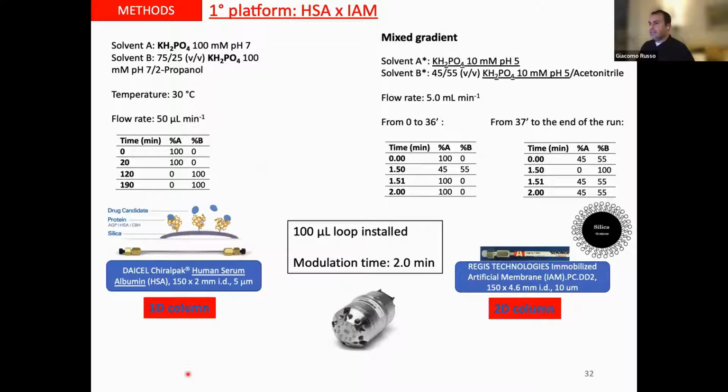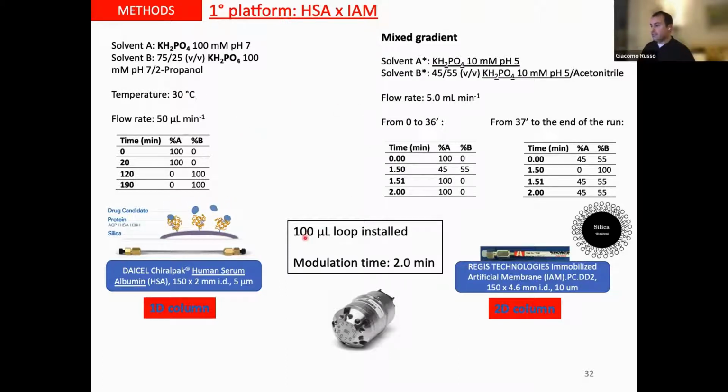If we look at the methods, essentially for the first dimension, we applied a linear gradient, I would say. For the first 20 minutes, it was just an isocratic elution, but then a linear gradient, and then we kept the higher eluotropic strength condition for essentially another hour. We used 2-propanol as an organic modifier, and the temperature was set at 30 Celsius degrees.